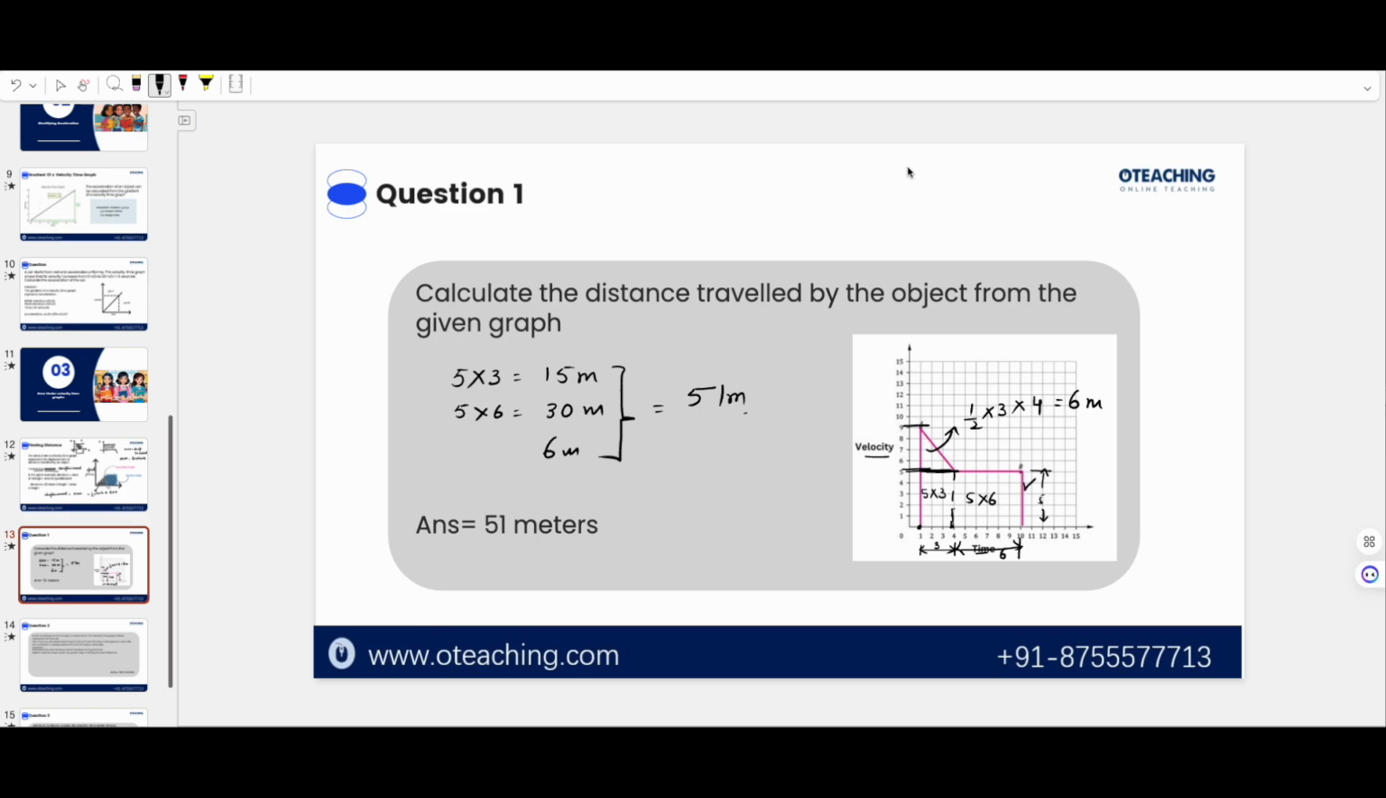Now the next question comes up. What will happen if your velocity time graph comes under the negative region? So what you will do, you will calculate the area A1.